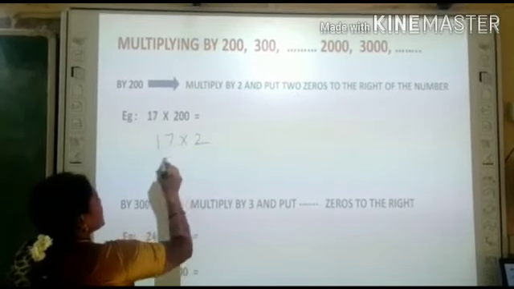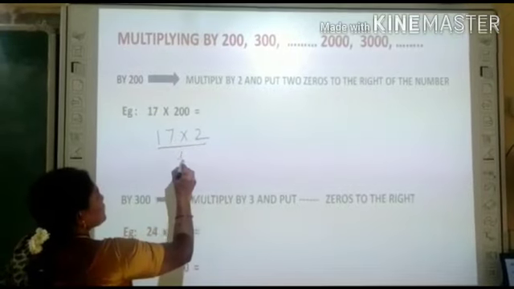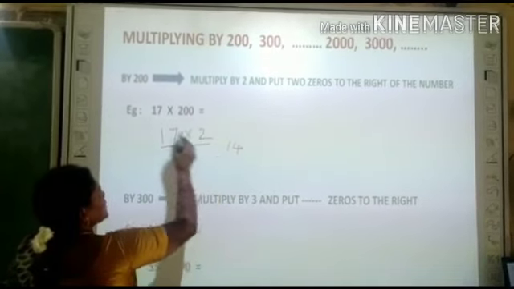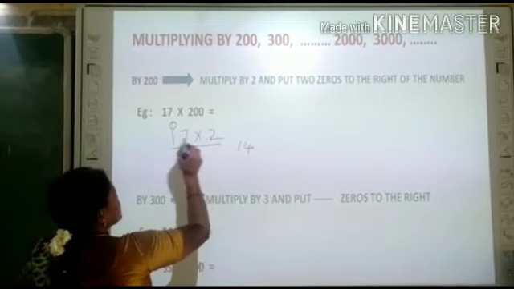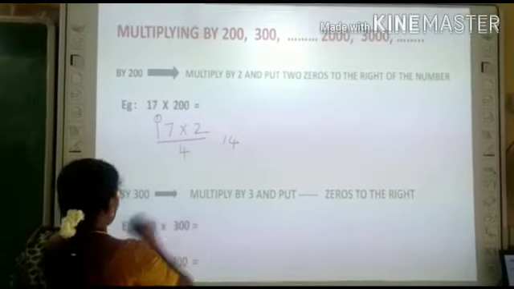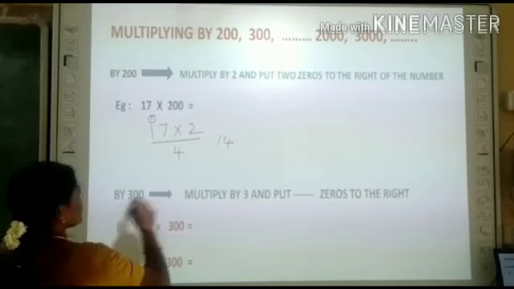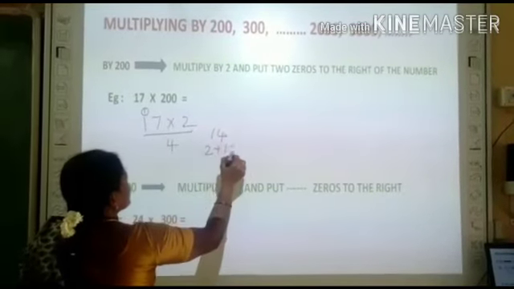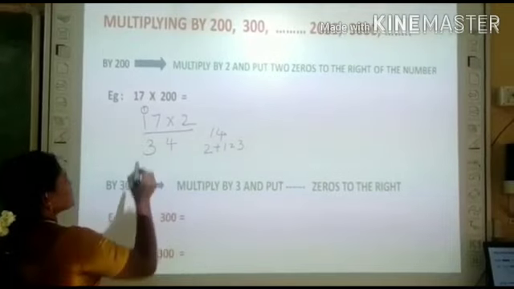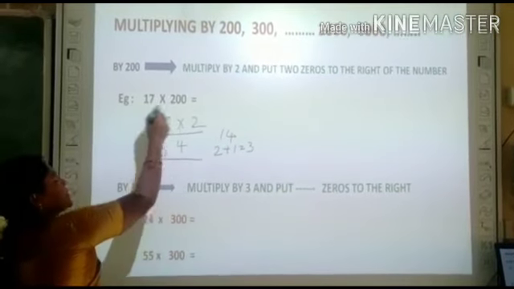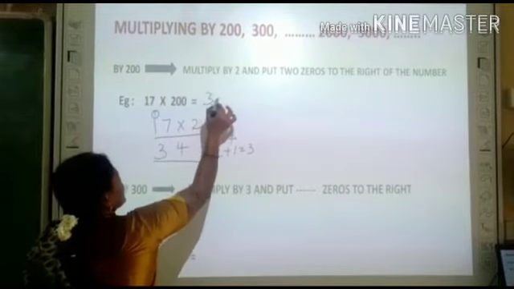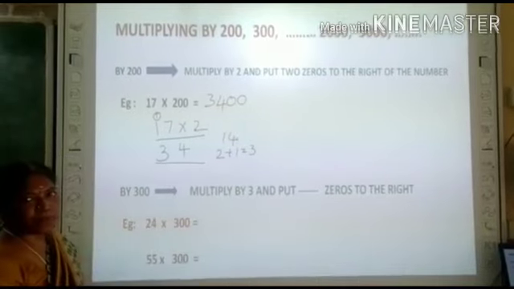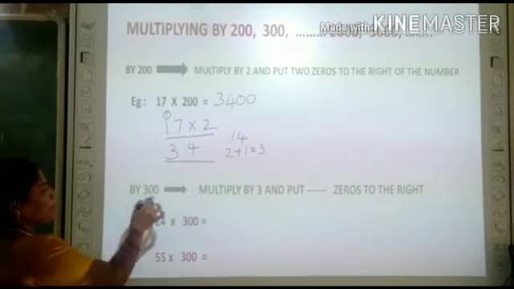2 sevens are 14. 4 you write first, then 1 is carry over. Then 2 ones are 2, and 2 plus carry over number 1 is equal to 3. So 17 twos are 34. You write 34 first. Then we add 2 zeros to the right of the given number. Then next, by 300.